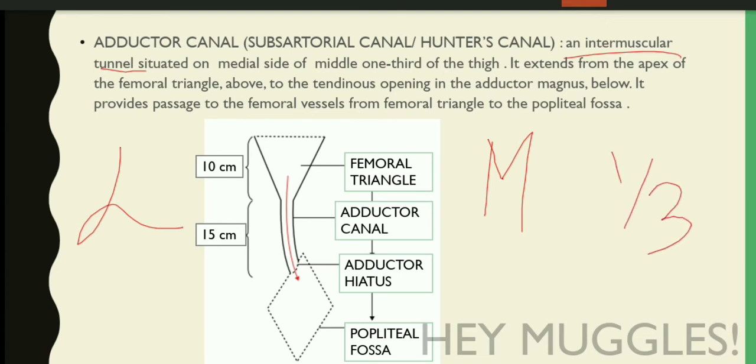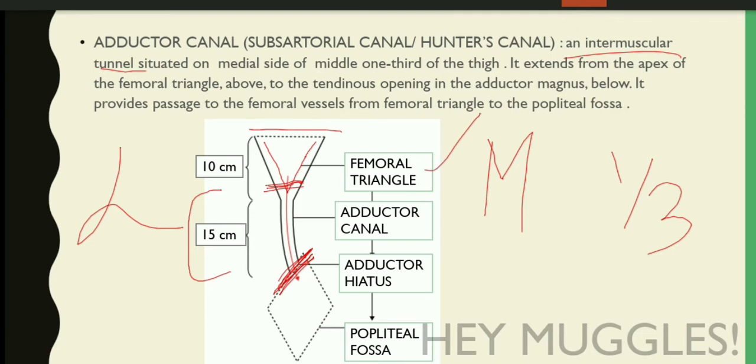It extends from the apex of your femoral triangle. We have already done the femoral triangle. So it extends from the apex of the femoral triangle to the tendinous opening in the adductor magnus muscle. It is 15 centimeters long and it basically provides passage to your femoral vessels from the femoral triangle to the popliteal fossa.